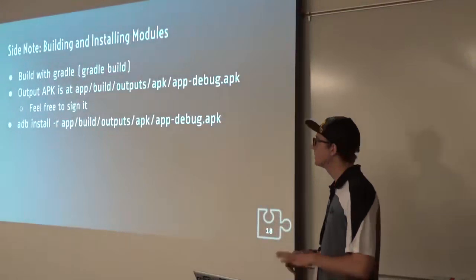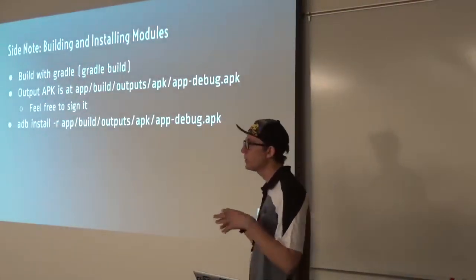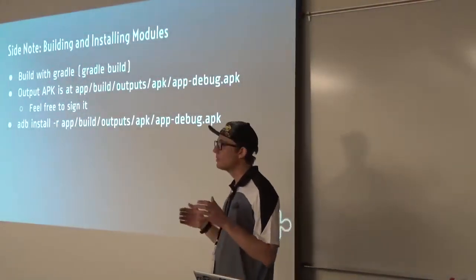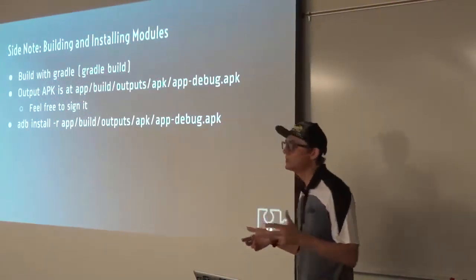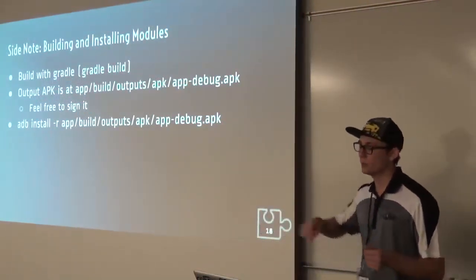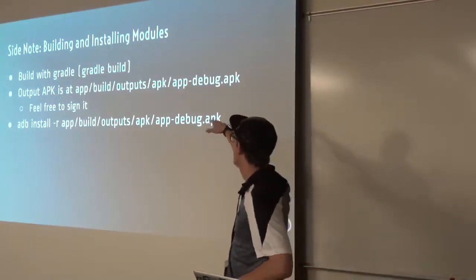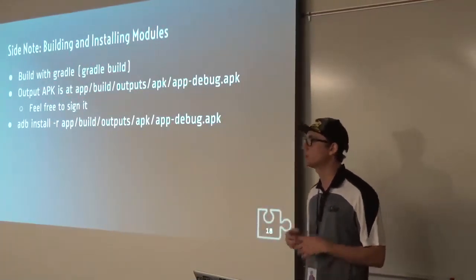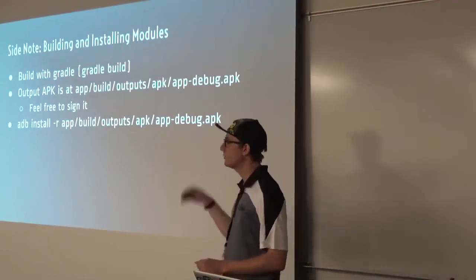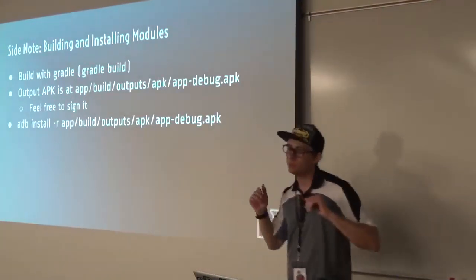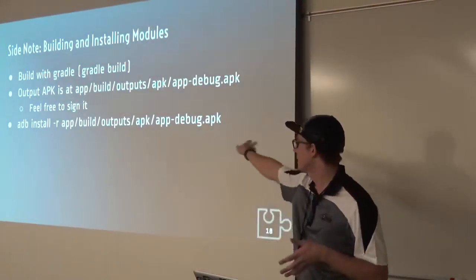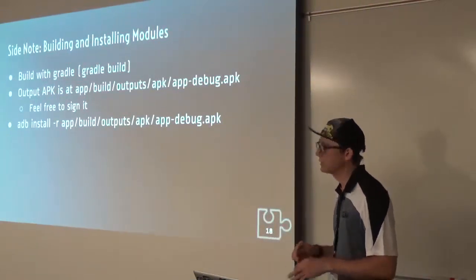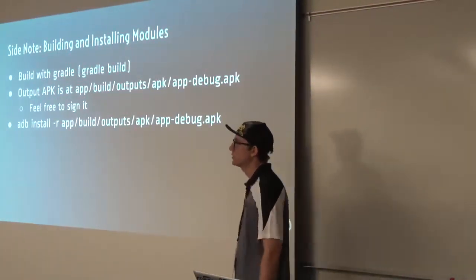So a side note on building and installing, it's built with Gradle. It's a build system. The output is an APK, and it's sent to app/build/outputs/apk/app-debug.apk. So that's the file you'll be installing on your device to install the module. Feel free to sign it if you want. This is just a debug app. It'll install just fine with this command right here. So I've been using that. I've just been using the debug versions, and it works just fine.